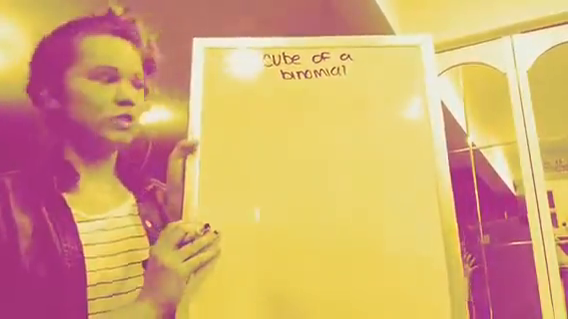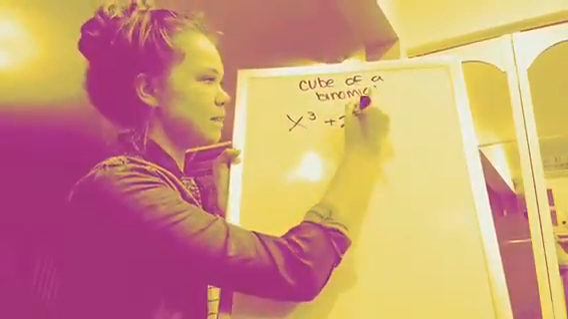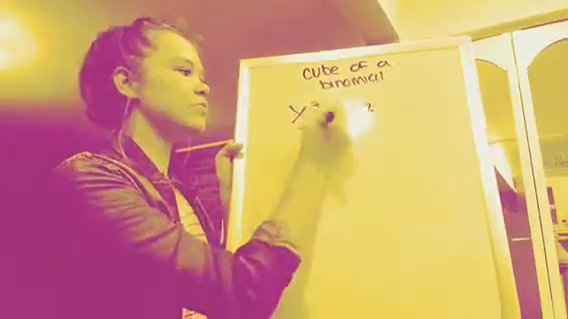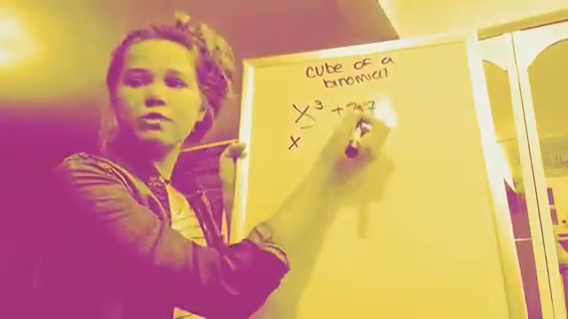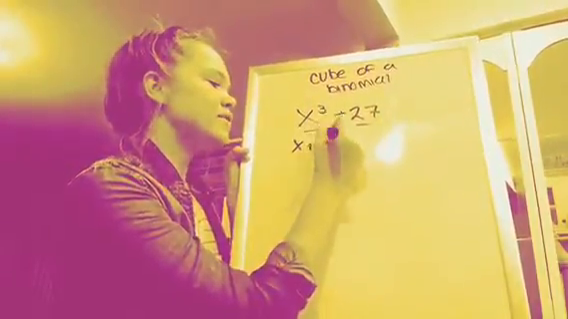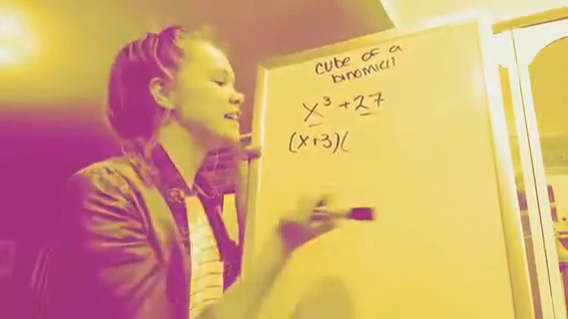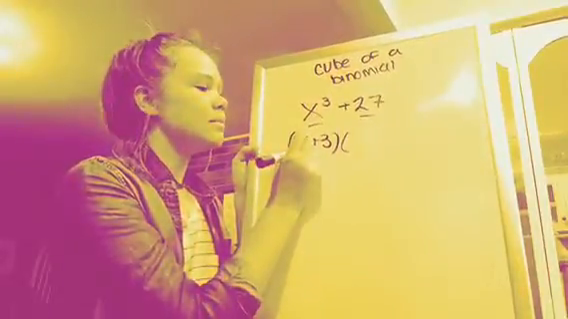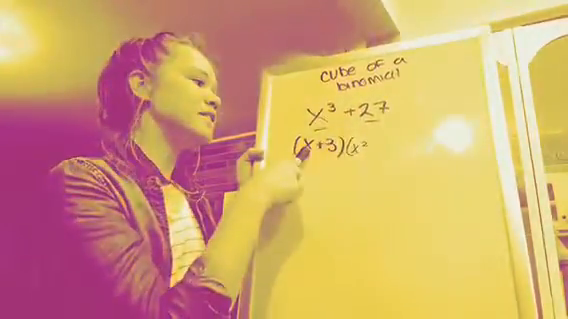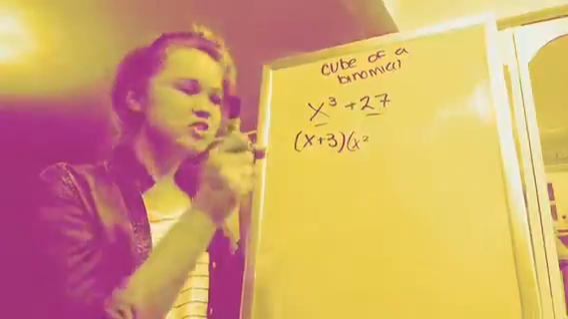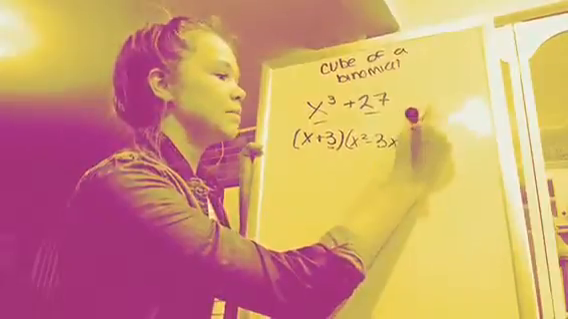Next is cubes of a binomial. So to factor this, you need to take the cubed root of each of these. So the cubed root of x cubed is just x, and the cubed root of 27 is positive 3. And then, that's not it, ladies and gentlemen. That is not it. You square the front, so you get x squared, and then you multiply these two, which would be 3x, but you change the sign, so it would be negative 3x. And then you square the back, so that would be positive 9.